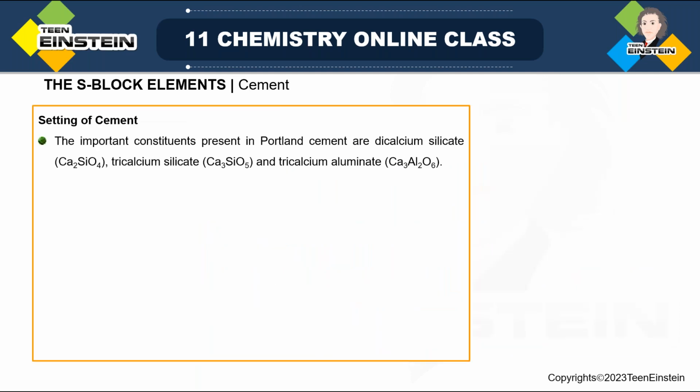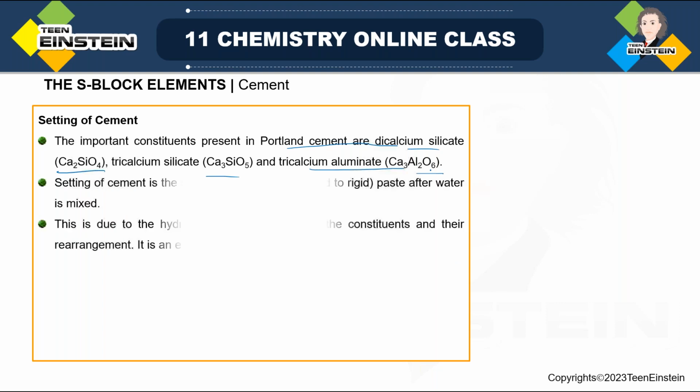So, setting of cement. Once you have prepared it, next are the important constituents present in Portland cement. We have seen dicalcium silicate, Ca2SiO4, tricalcium silicate, tricalcium aluminate. Now, setting of cement is basically the hardening or stiffening of the cement from fluid nature. Now it will be rigid. So it is the stiffening of the cement paste after water is mixed.